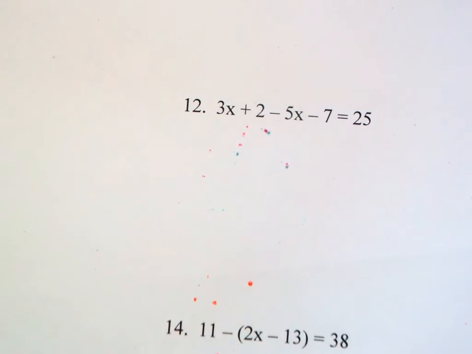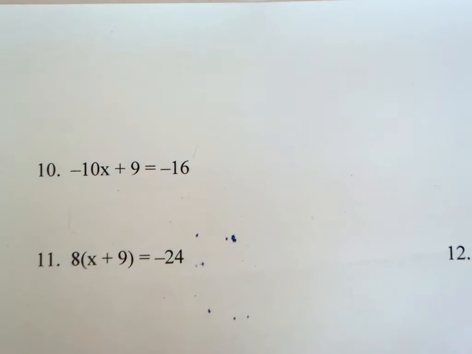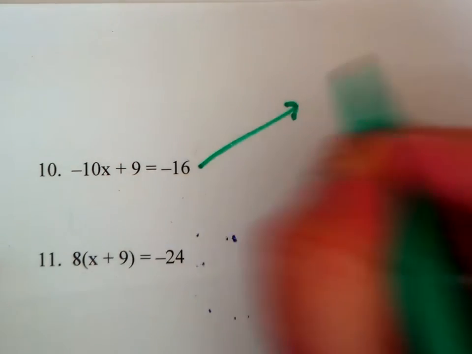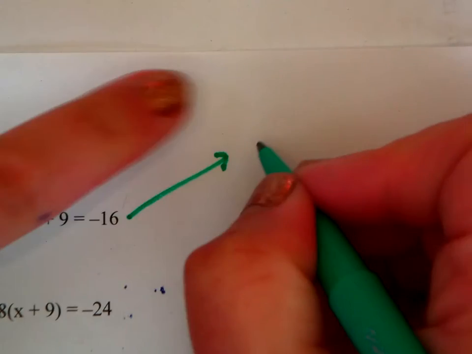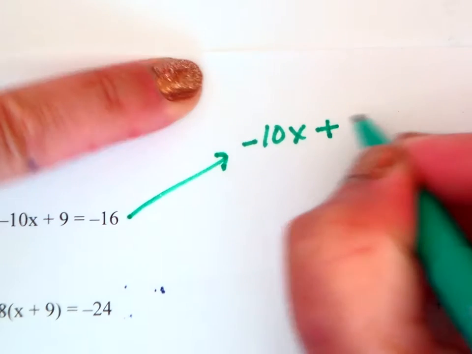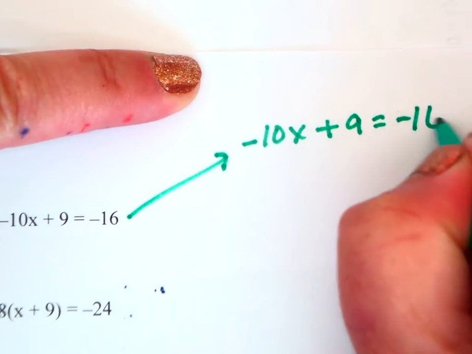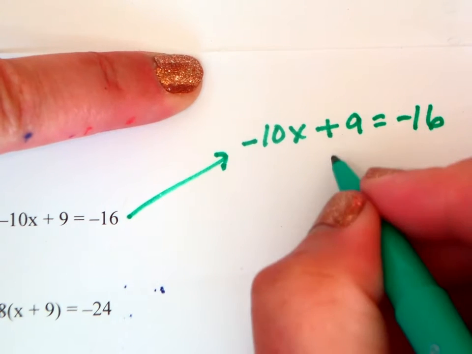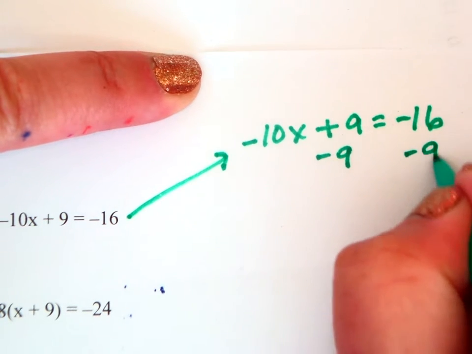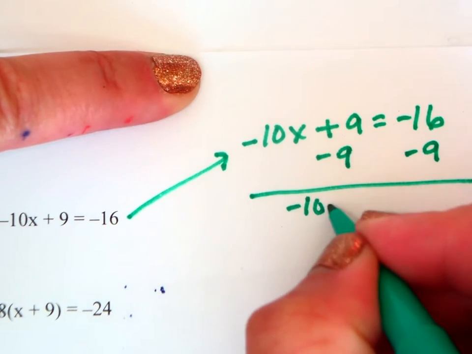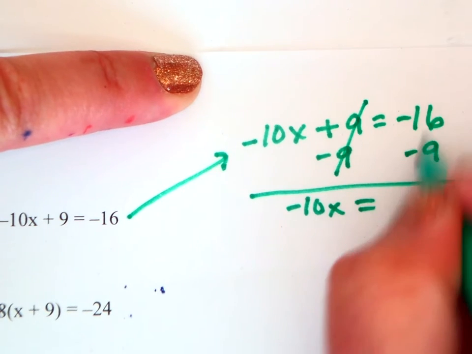Okay, now the second page. The number 10 got a little bit off, so I will fix that on the new one, but negative 10x plus 9 equals negative 16. So I'm just going to move that over here. So negative 10x plus 9 equals negative 16. Okay, so now I'm going to subtract that 9. Negative 10x equals negative 25.